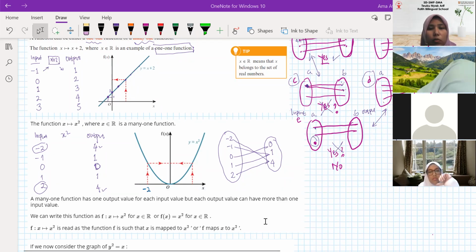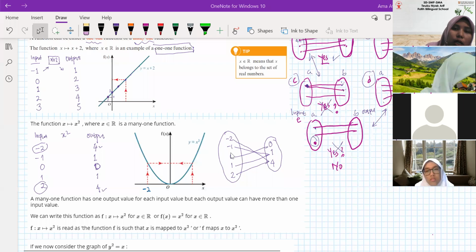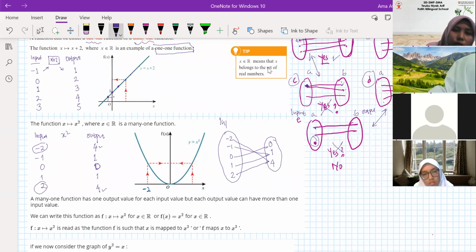Okay, so in conclusion, a many-to-one function has one output value for each input value, but each output value can have more than one input value. So it can have more than one input value. Like in these diagrams, for example, this is the input and this is the output.